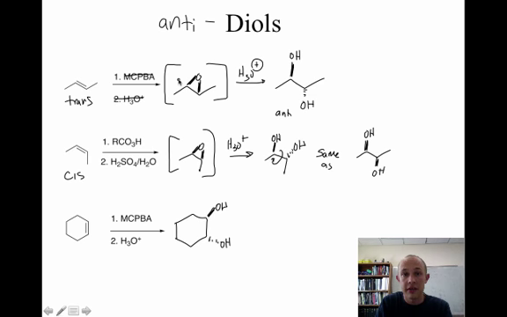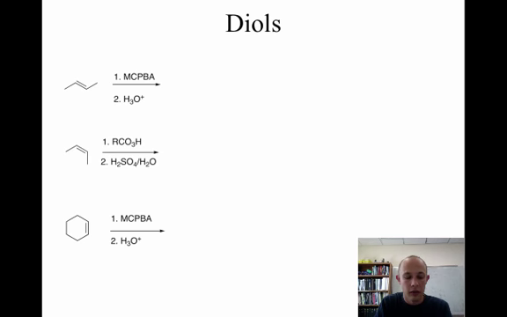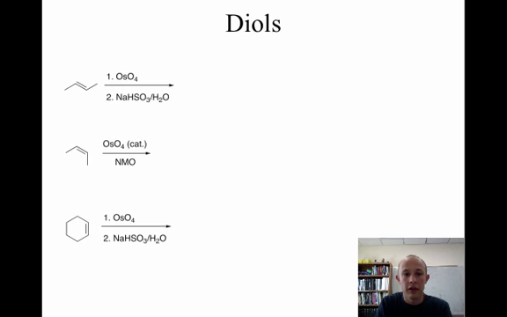Let's say we wanted the syn-diols. We just talked about that. What we'd want to do in those cases is treat them with osmium tetroxide followed by hydrolysis. We can do this catalytically with NMO as a stoichiometric oxidant. You want to think about all these as the same set of conditions, which gives us a syn diol. So in this case, we're going to have both OHs adding to the same side of the alkene.